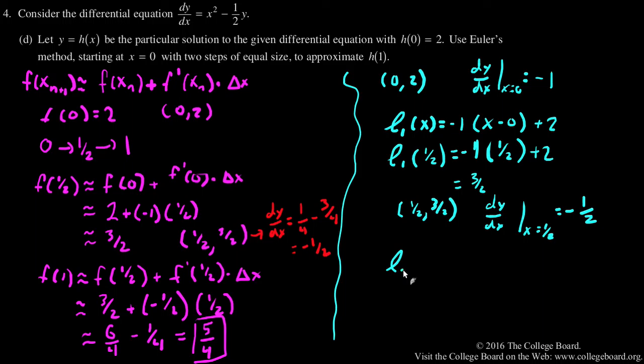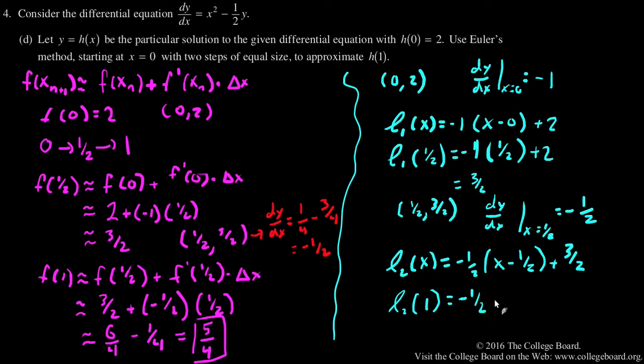So I make another tangent line, L2, and that's going to be negative 1/2 times (x minus 1/2) plus 3/2, and I evaluate that at my next x value, which is 1, so I get negative 1/2 times (1 minus 1/2), and 1 minus 1/2 is 1/2. Negative 1/2 times 1/2 is negative 1/4. 3/2 is the same as 6/4. Negative 1/4 plus 6/4 is 5/4. So this is a little bit extra work. I skipped some more steps doing this, but they'll both work to get your answer.